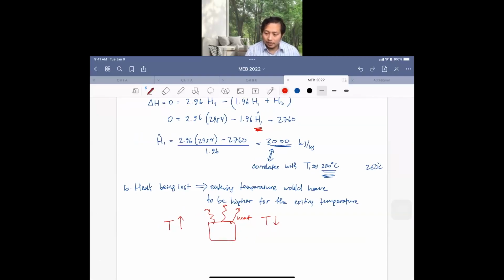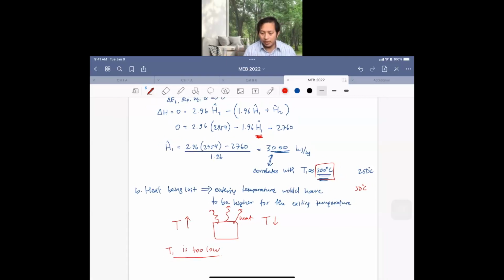So then if we have the result 300 compared with 250, I think this 300 is still too low for 250. It should be higher than this. So T1 is too low. Too low. Because difference in 50 degrees Celsius is considered just a little bit. So it should be maybe difference in 100 or 200. At least the digits should be in hundreds.